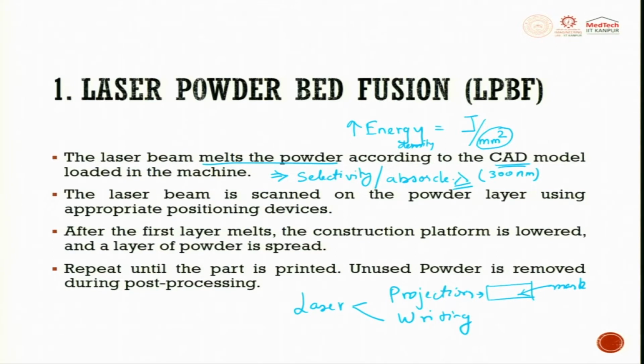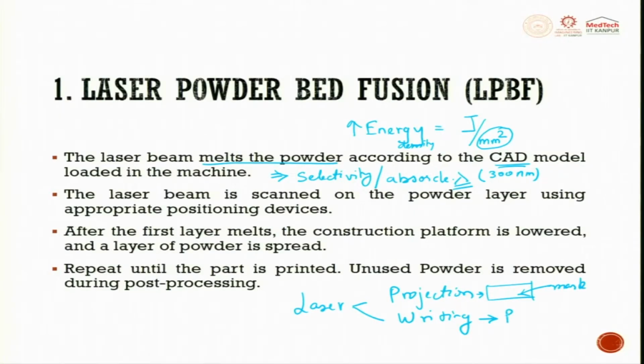It can be a metal surface, it can be a polymer surface, but since our focus is more towards metal, we will keep to metal. So, one layer of information is given in the mask. Now the laser is projected through this, it falls on the powder bed where the object is getting built, and all of it melts in one shot. The other way around is we write.